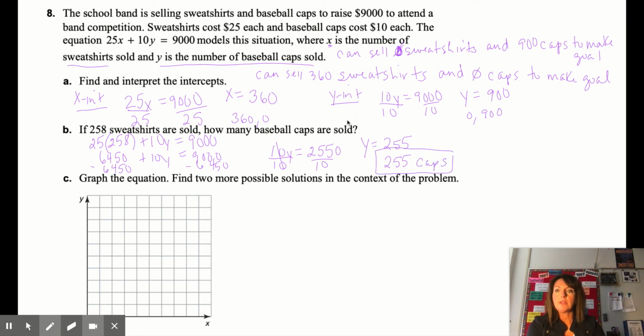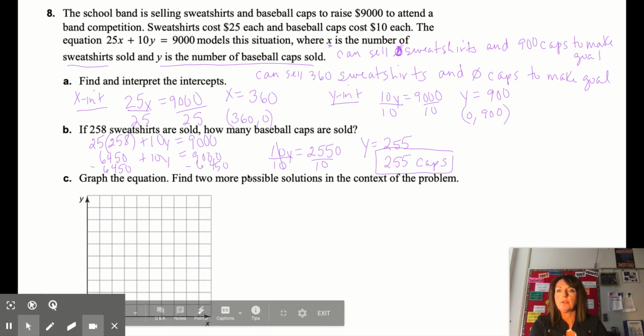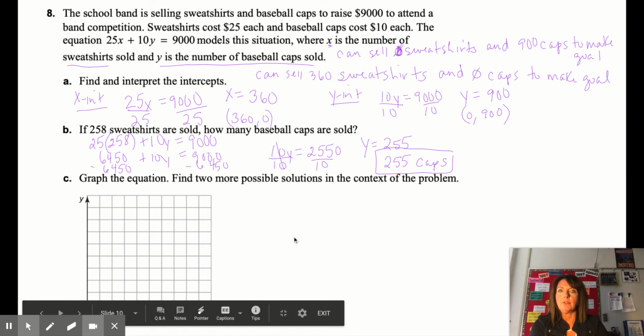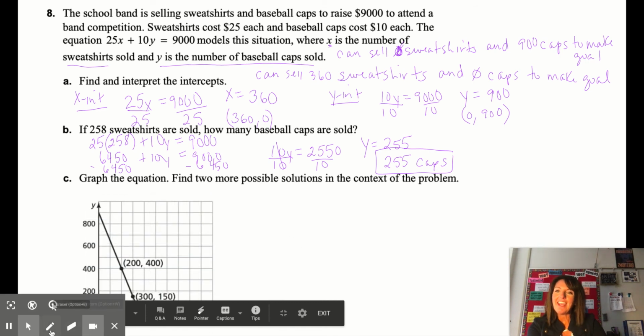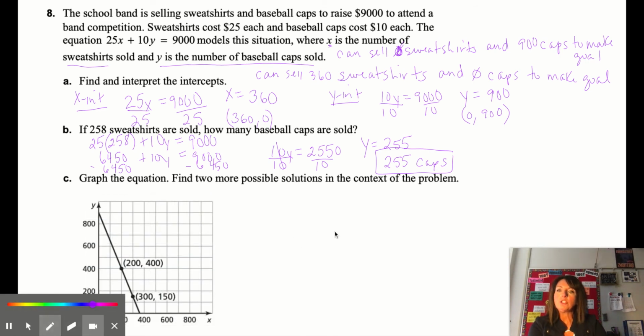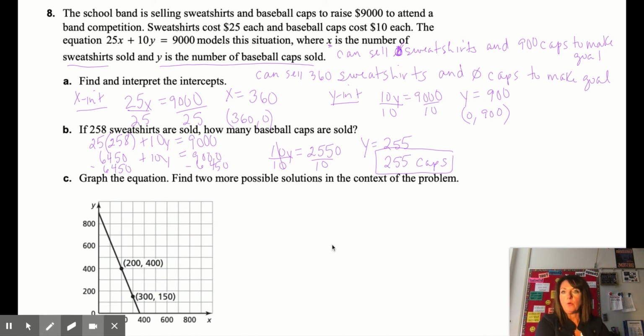Okay? Now, we're going to graph the equation. So basically, we want to come up here and graph these two ordered pairs right here. There's 360 and 0, and this 0 and 900, and then draw the line. So I've kind of already taken the liberty to do that today. And then we want to interpret or find two more possible solutions in the context of the problem.